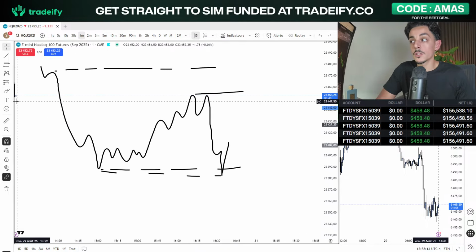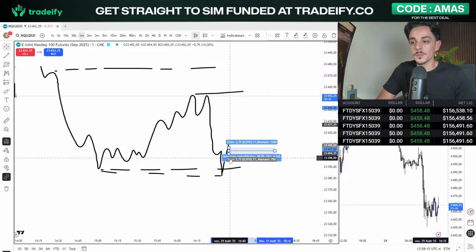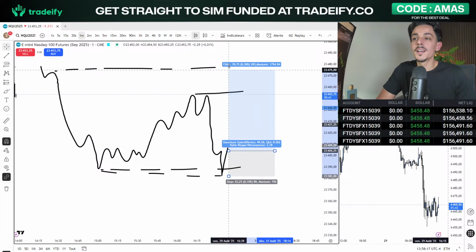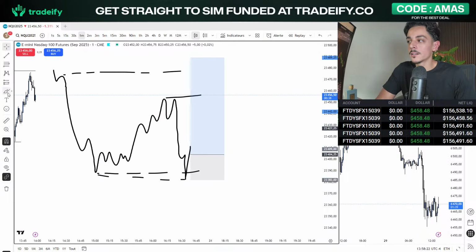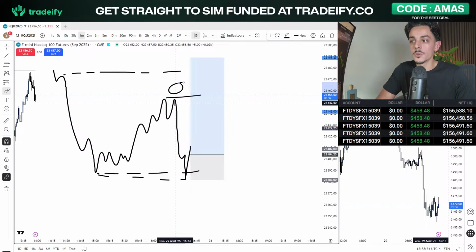This is what a lot of people are doing. Let's say they would enter longs on the breaker, stop loss right below this level, and they would try to go for a 1-to-4 back to the upside. Why? Tell me one reason why price should go here.